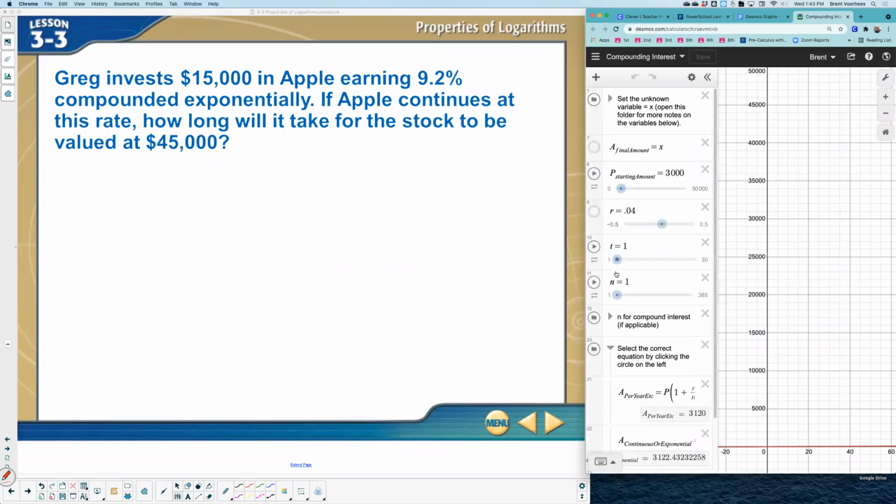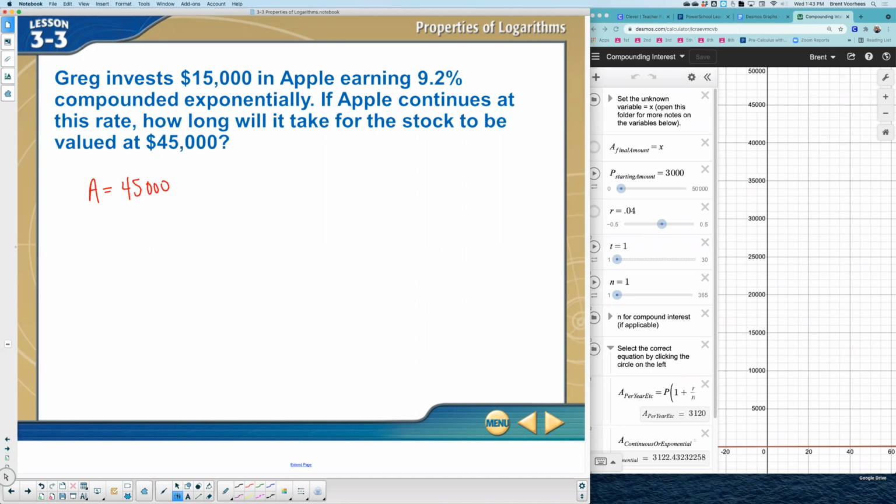I'm going to copy down these variables. We'll fill them in. What is our A? Represents the final amount. Did they give us a final amount on this problem? Yes, 45,000. Good. Do not use the dollar sign. Do not use a comma. Just 45 followed by 3 zeros. Next is the P, the principal, the starting amount. It's 15,000. Again, do not use a dollar sign. No commas. 15 followed by 3 zeros.